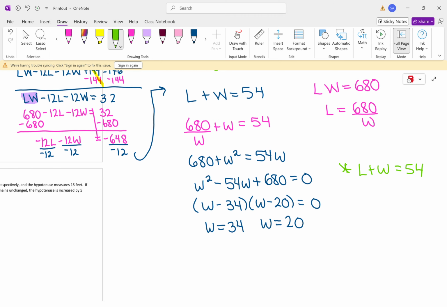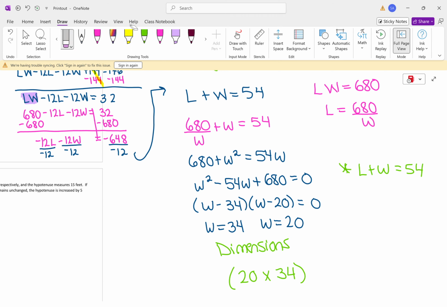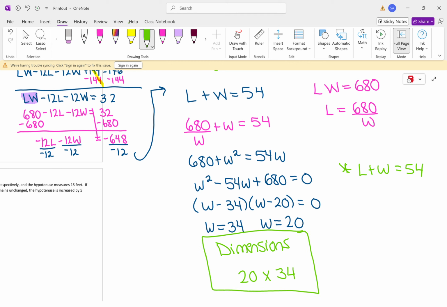And if you guys remember, L plus W equals 54. So what does that tell us? If the width is 34, then the length is 20. And if the width is 20, then the length is 34. So the dimensions will be 20 by 34, and it doesn't matter which way you're really looking at it. One's the length, one's the width. If you wrote 34 by 20, it's equally correct.